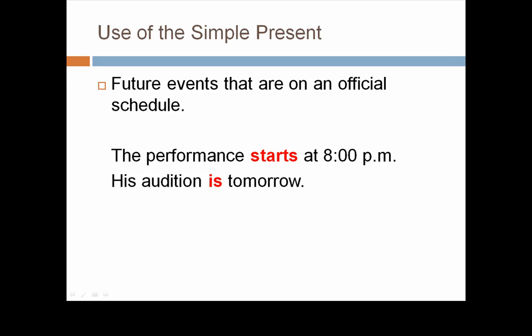We use the simple present to refer to future events that are on an official schedule of some kind. Earlier, I gave you the example of a plane, a flight. Now let's consider other examples. The performance starts at 8 o'clock p.m. His audition is tomorrow.